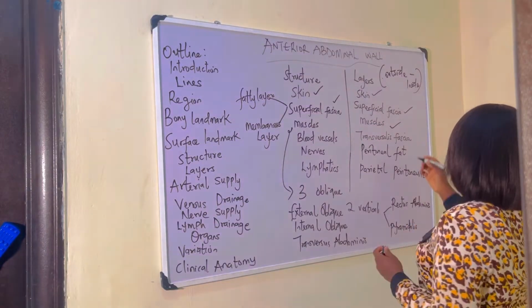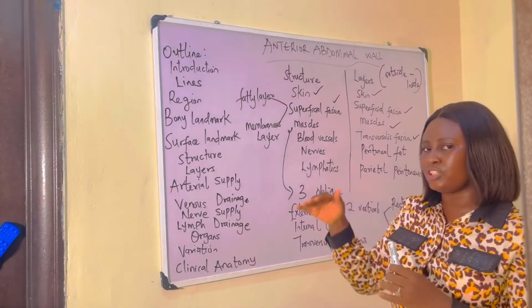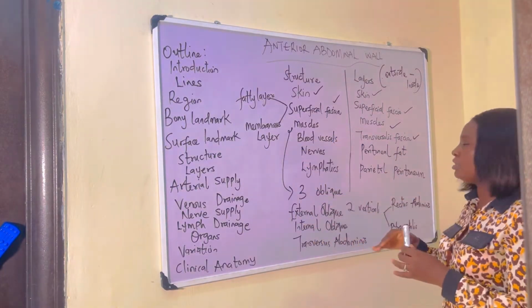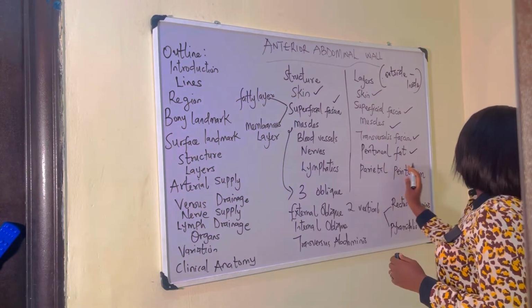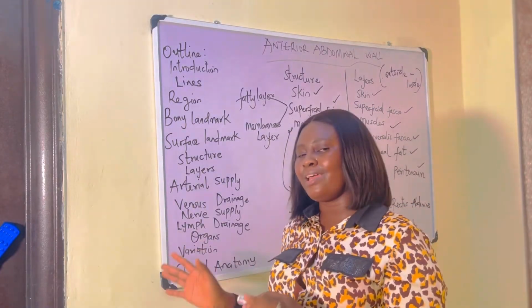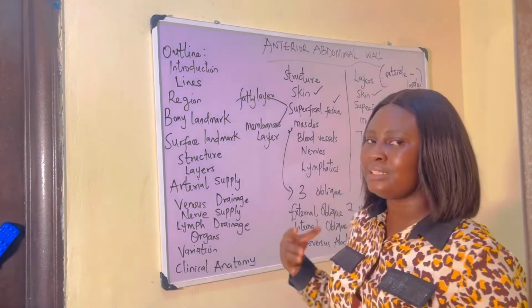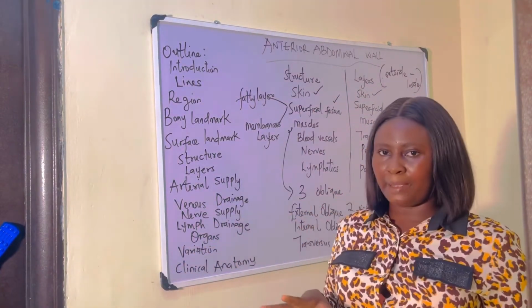Then we have the transversalis fascia, okay? This transversalis fascia is the fascia that separates the transversus abdominis muscle from the peritoneal fat, okay? Now we have the peritoneal fat and finally the parietal peritoneum, which is the last layer that we can see in the anterior abdominal wall. Now for these layers, we're going to look at them in detail in the course of this class. So let's talk about these layers one at a time.